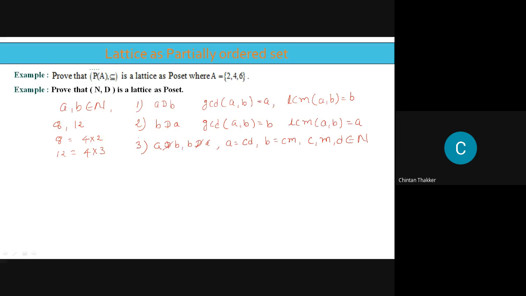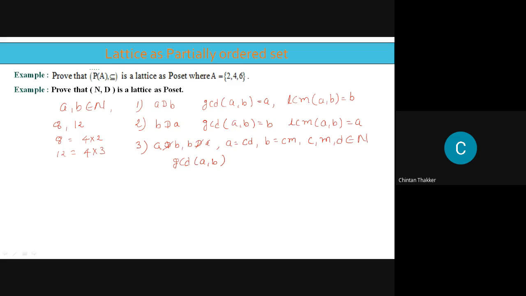So here, what is the GCD of a and b? What is the GCD of 8 and 12?